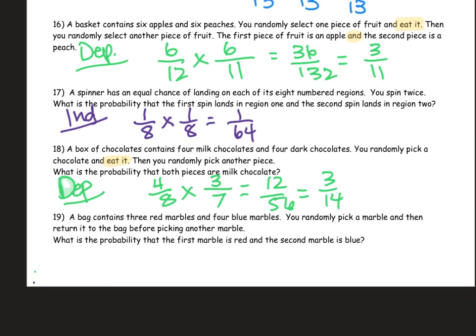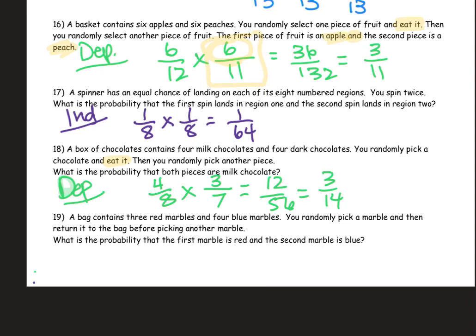Now, the reason in number 16 that I did not simplify my numerator up here was because I'm choosing a different fruit. So at first I chose an apple and then I chose a peach. If I would have said that they're both apples, then I would have had 5 over 11 for my second fraction, okay?